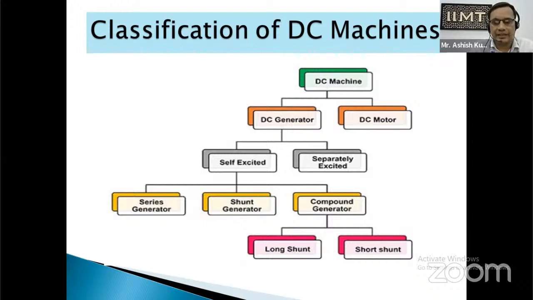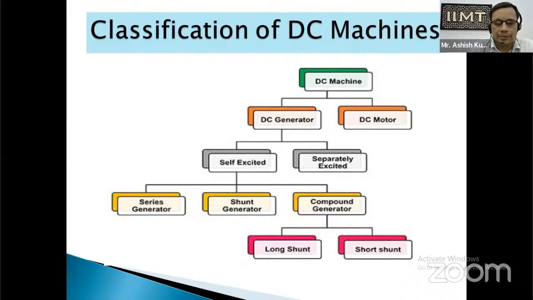In a separately excited DC machine, we provide an independent DC source for exciting the field winding. While in the case of self-excited, residual magnetism is used to produce the magnetic field initially, and then the magnetic field builds up, and the machine works.